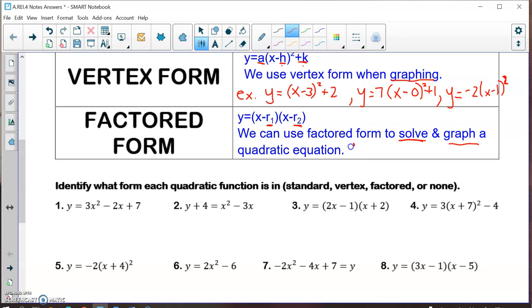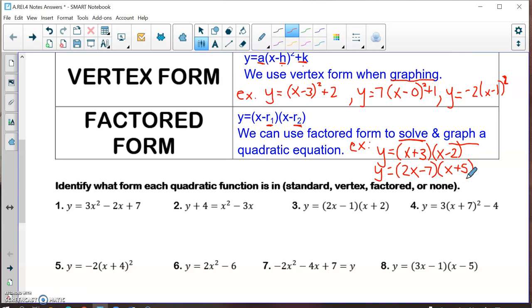So an example of factored form could be something like this. Y is equal to (x plus 3) times (x minus 2). Or you can also have y is equal to, and you could actually have a number in front of your x, and that would still be okay.